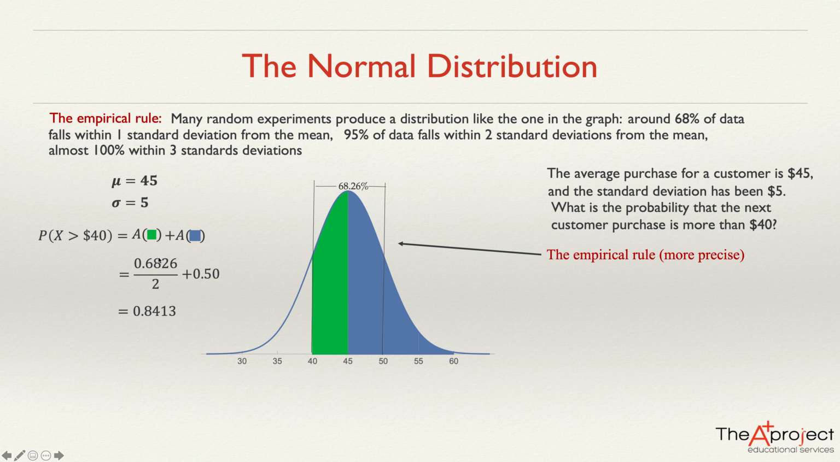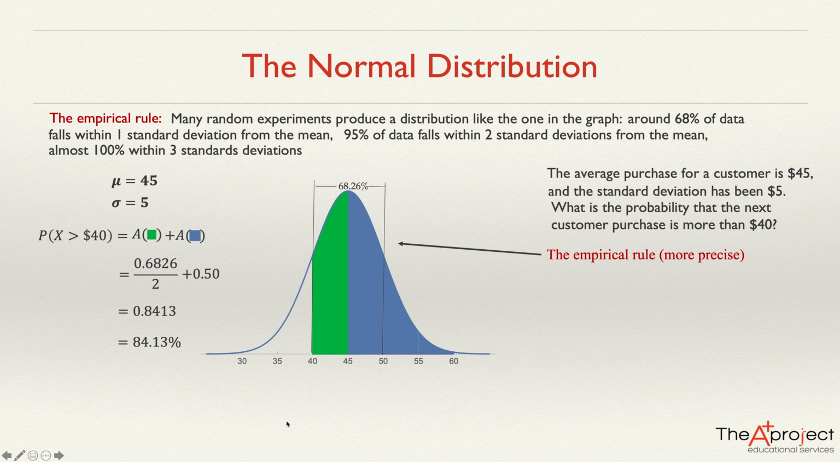That means that the answer is 0.8413. I just divide this number by 2 and add 0.50. And that means that the whole probability is 0.8413, the probability that the customer purchases more than $40. This is also the answer for the question, what percent of customers purchase more than $40? And this is 84.13%. So you can answer in this way or in this way.